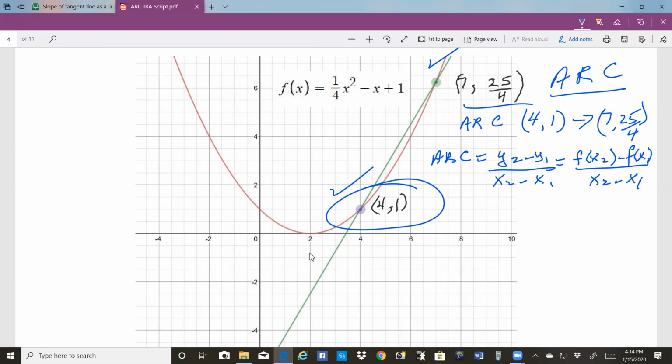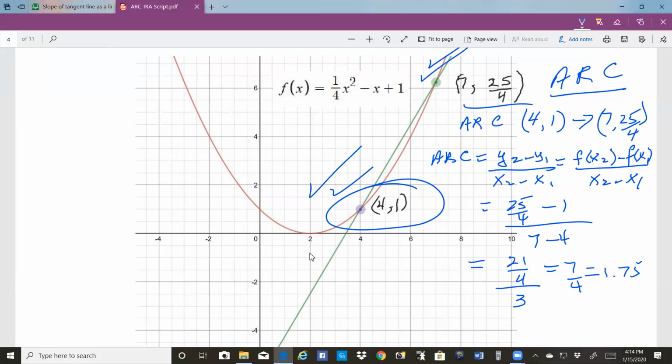And plugging in, you will see that is 25/4 minus 1. That's a change in the y value, divided by 7 minus 4. And that is equal to 21/4 divided by 3, which is 7/4, which is equal to 1.75. So as you go from this point to this point, the average rate of change is 1.75.